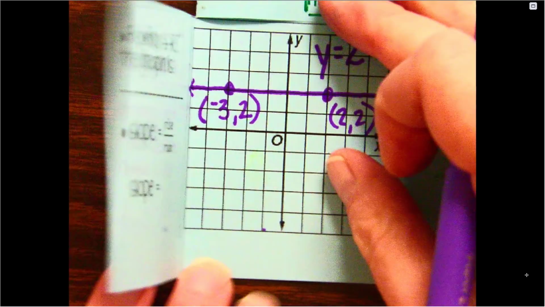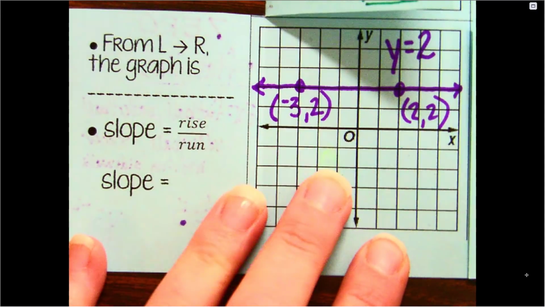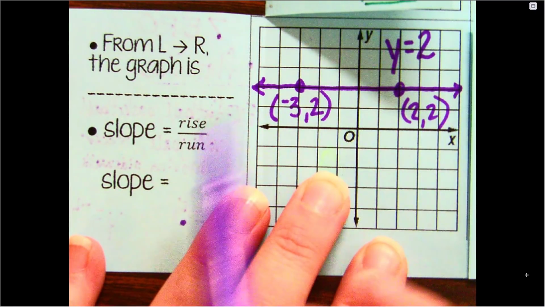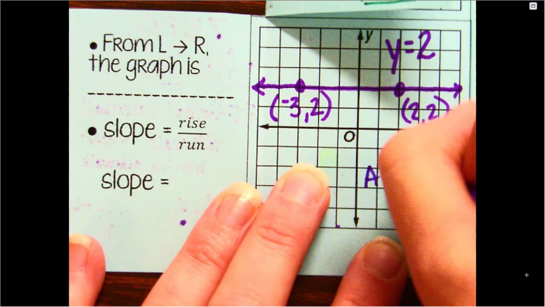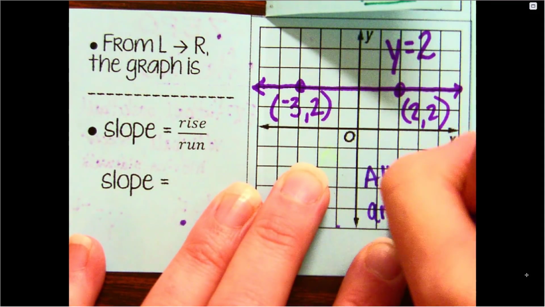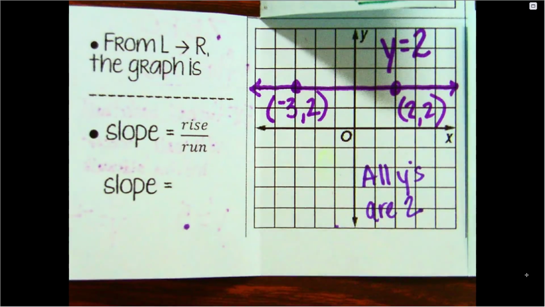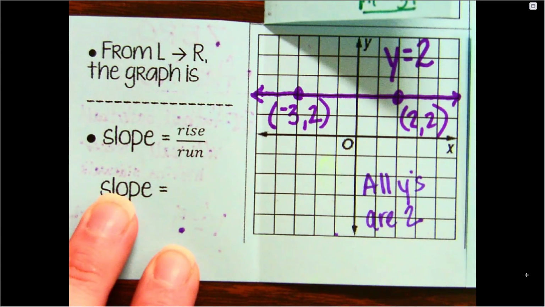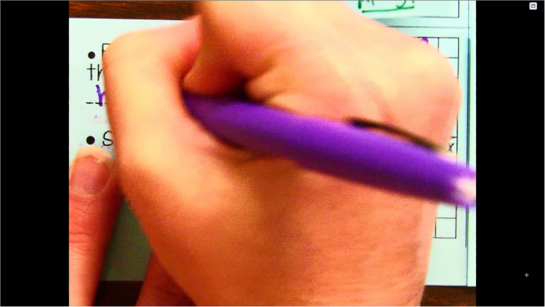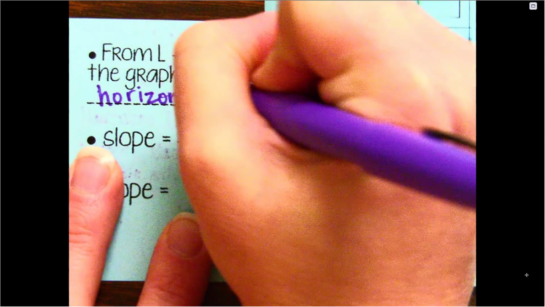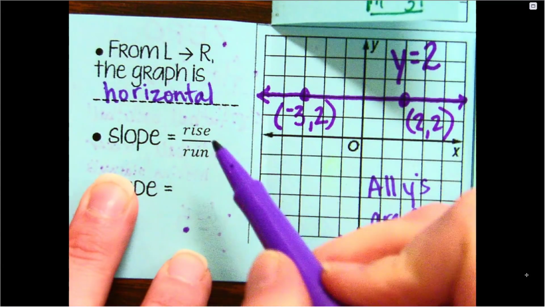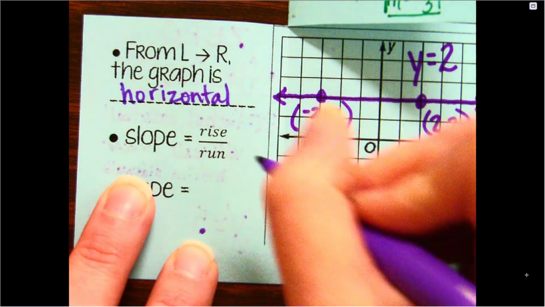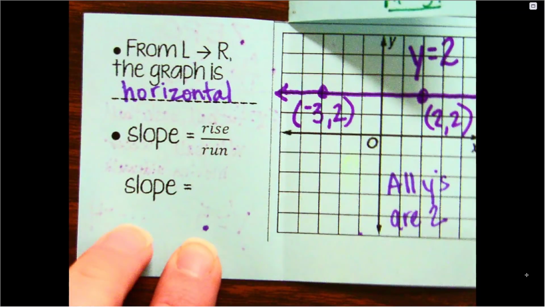So here I've got one that's already graphed. I've got y equals 2. That means it's going through the y-axis at 2. That means all y's are 2, no matter what your x's are. So this is a horizontal line. It traces the horizon. Slope is still rise to run, or the vertical change to the horizontal change ratio.